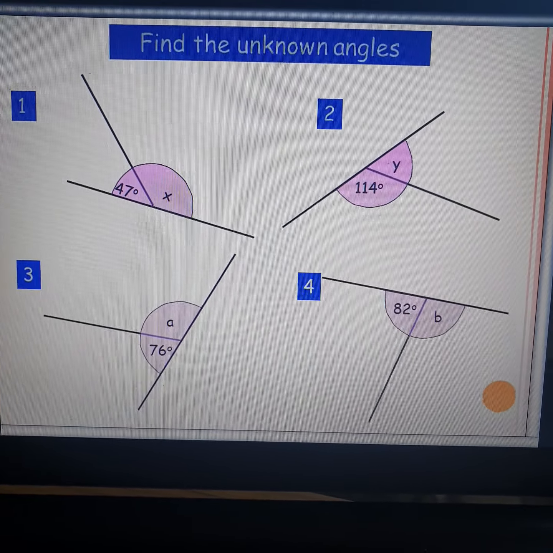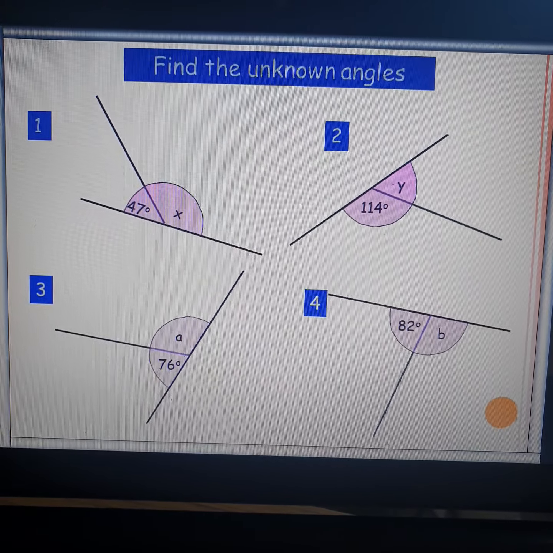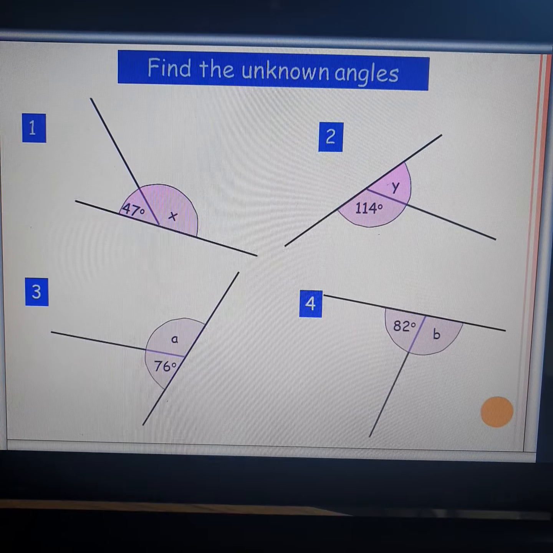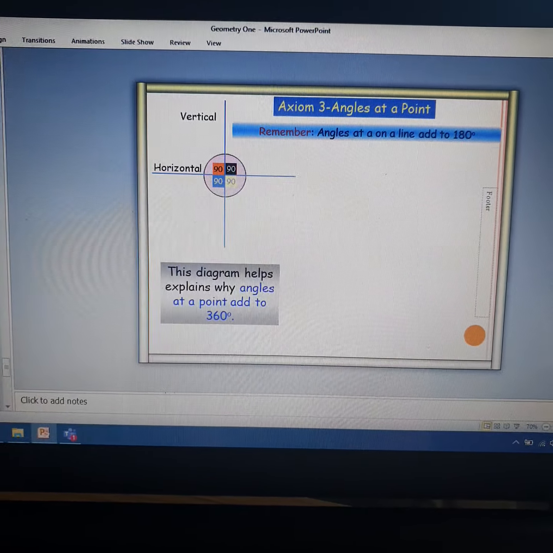Okay, so find the unknown angles here. I'm going to let you take those down as examples and find them yourselves. I'm not going to go through those answers. I want you to find them yourself. As questions, you can put them in.